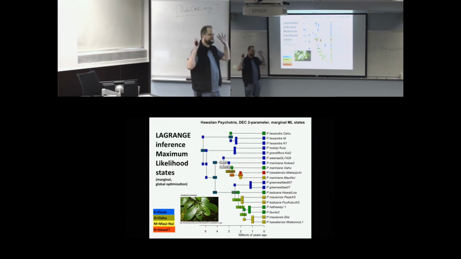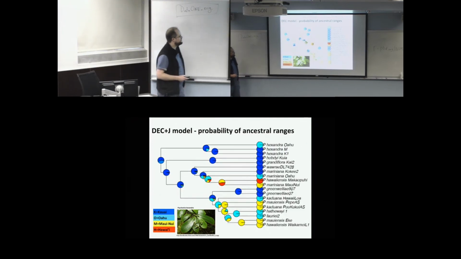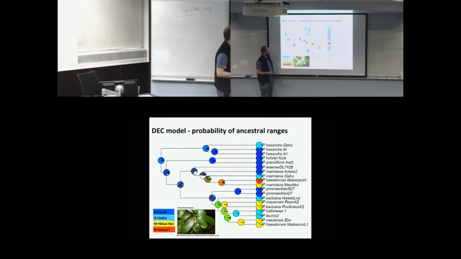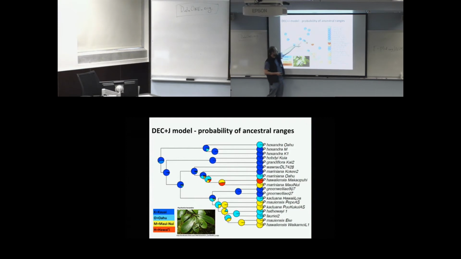I think it goes back to that history of biogeography. And also your uncertainty in your estimates often decreases. This is the DEC model. This is the 3-parameter DEC plus J model. Often, it's not 100%, but you get a big improvement in your confidence in some of these answers.